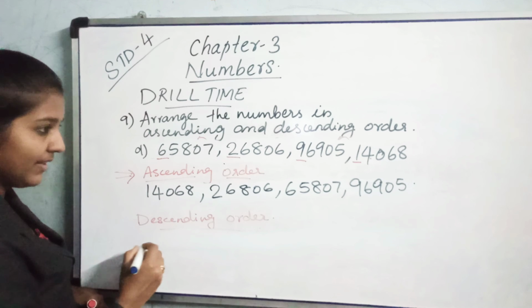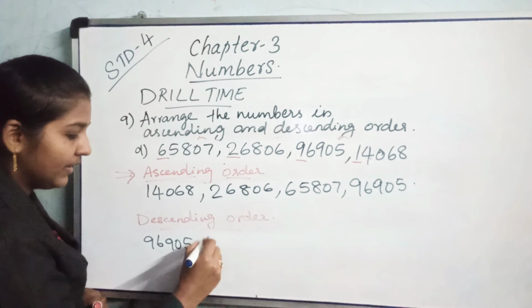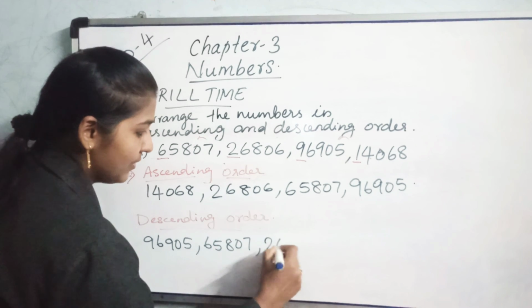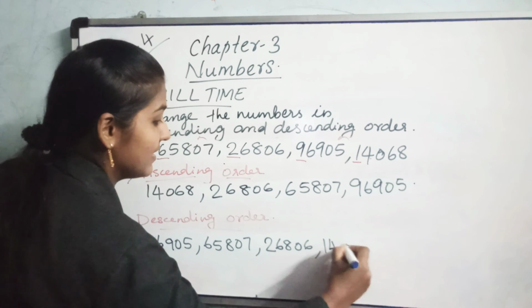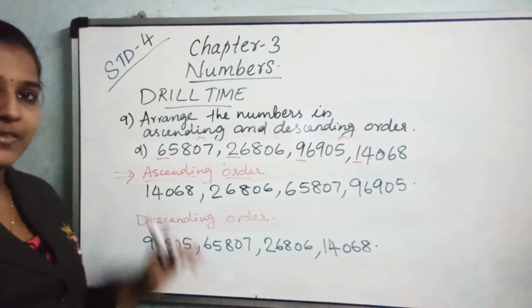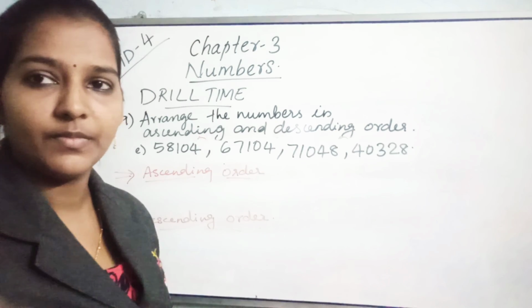Now reverse it. You will get the descending order. That is 96,905 in first position, then 65,807 in second, then 26,806 in third position, and 14,068 in the last position. Okay, children? This way you can answer. Now let's discuss the next.